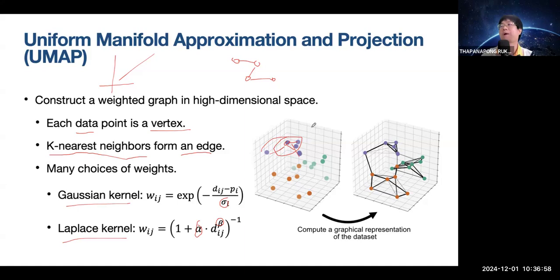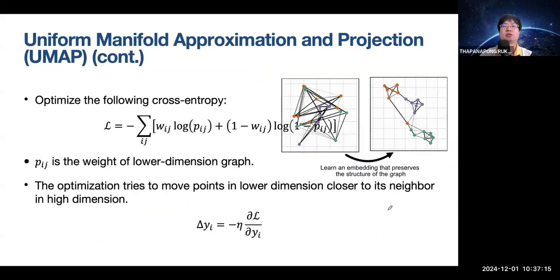So that is the graph part, right? You construct a weighted graph using the high dimensional data. Once you have the graph, you want to map this graph in higher dimension to lower dimension. Basically, you want to find the embedding that preserves the structure of the graph.